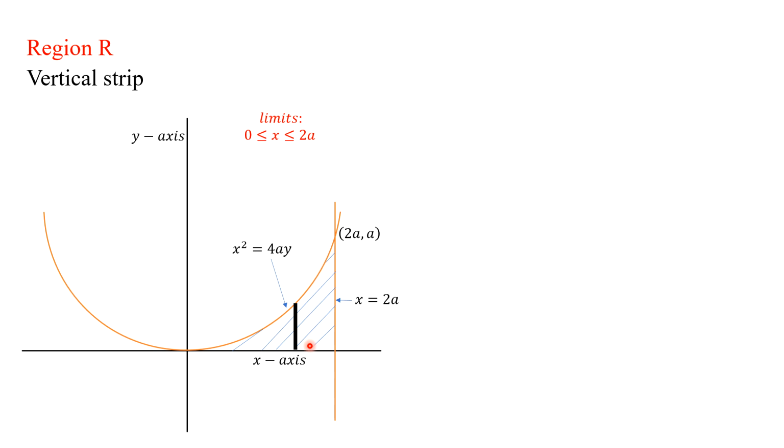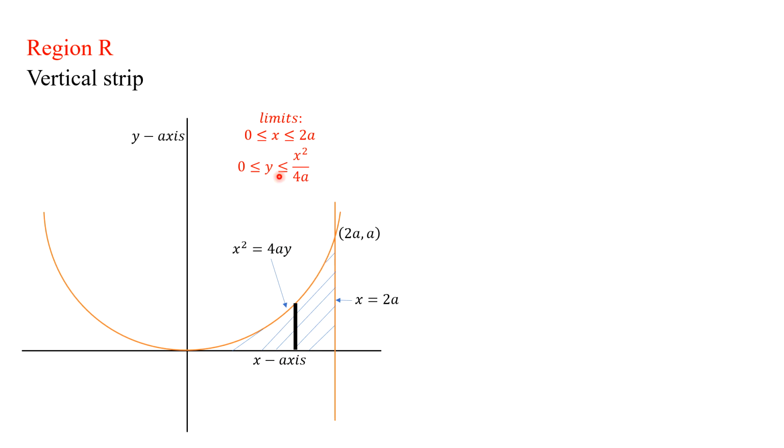Now to find the limits of y, we have to see how the bottom of the strip varies. Bottom of this vertical strip will vary according to the straight line x-axis, that means y is equal to 0, and top of the strip varies according to the parabola x square is equal to 4ay, that means y is equal to x square upon 4a. Therefore limits of y are 0 to x square upon 4a. So this is how we can find limits for this region R by taking a vertical strip.